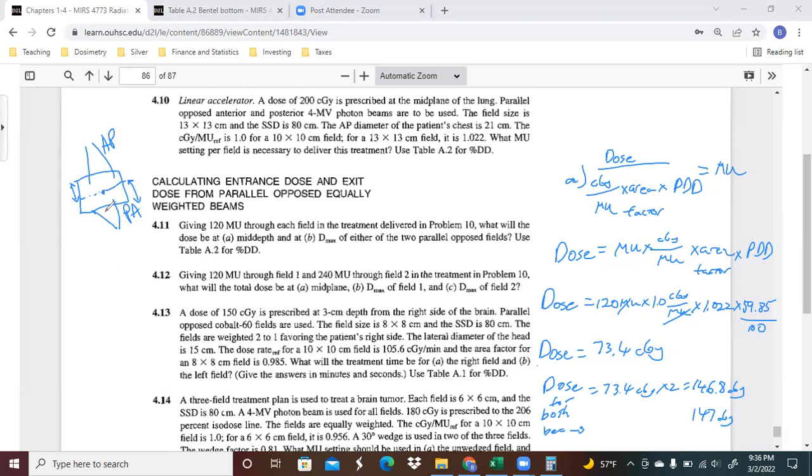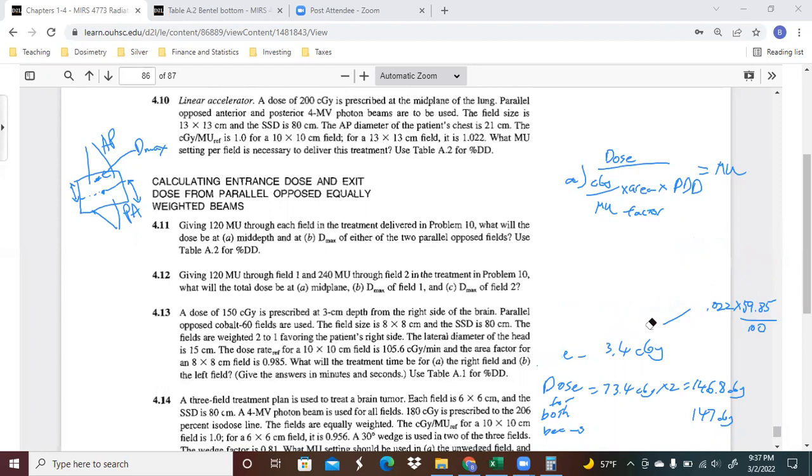Now, the next step is going to be a little bit different. At the next step, we're going to be looking at a different point. This is going to be Dmax. With Dmax, things work the same. But what you have to remember here is that the PDD is going to be different in each case.